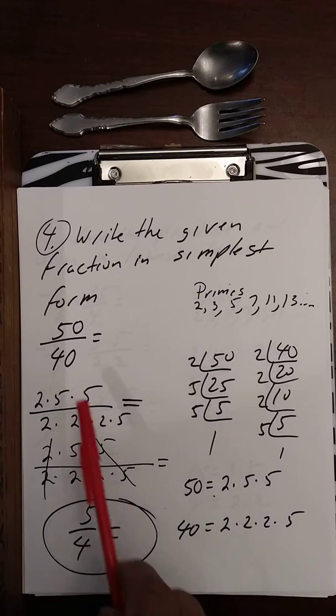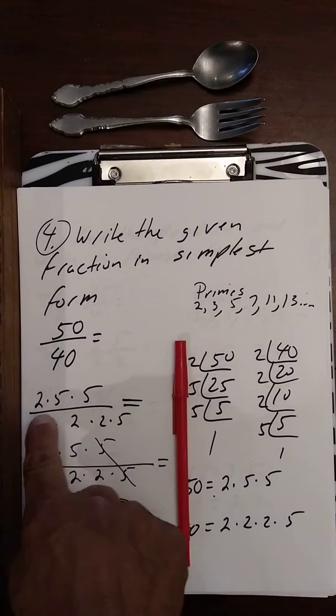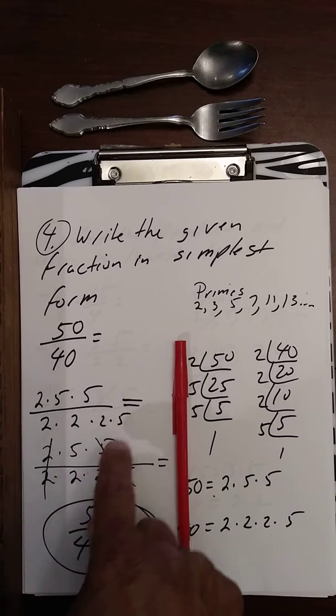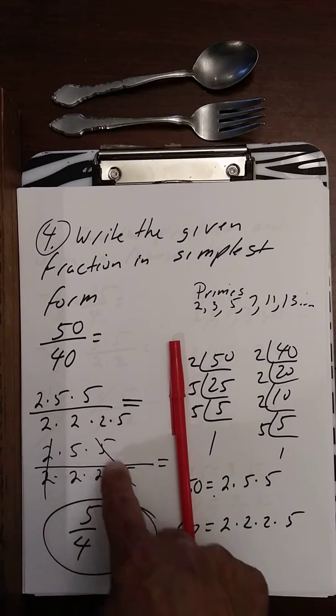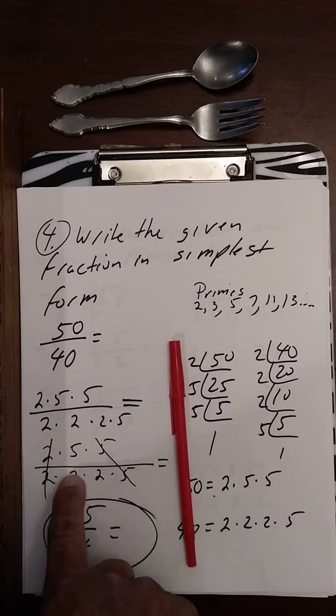Put these numbers back in here. So now we have 2 times 5 times 5 over 2 times 2 times 5. Cancel the 2's. Cancel the 5. So left is 5 on top, and then on the bottom 2 times 2, 4.